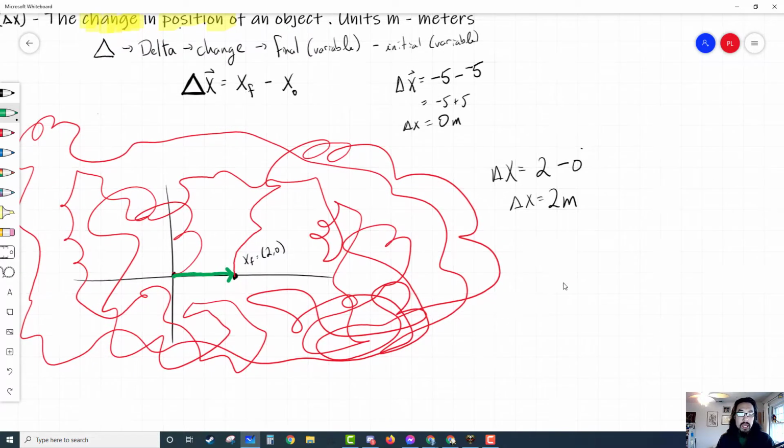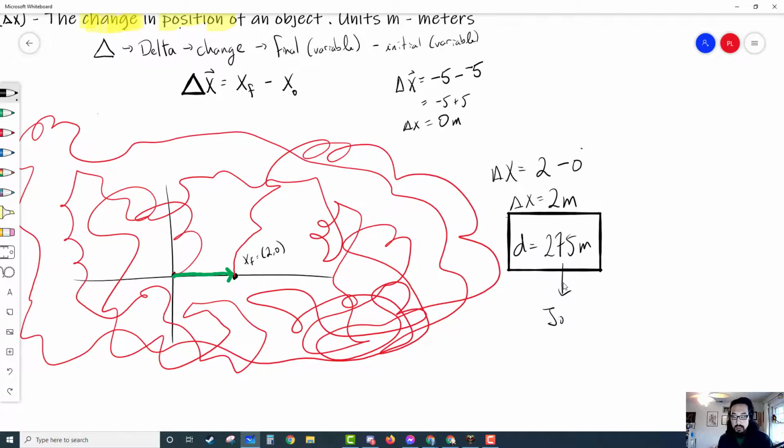Where that matters is the distance. So even though our displacement is 2 meters, our distance, we could have traveled 275 meters while trying to chase this cat. The only thing for displacement that matters is your final and your initial position, but distance cares about the entire journey. Let's put that down. This is the entire journey, and displacement tells us the shortest path. It's almost like if you wanted to take the scenic route versus the direct route. The direct route is displacement, the scenic route is the distance.